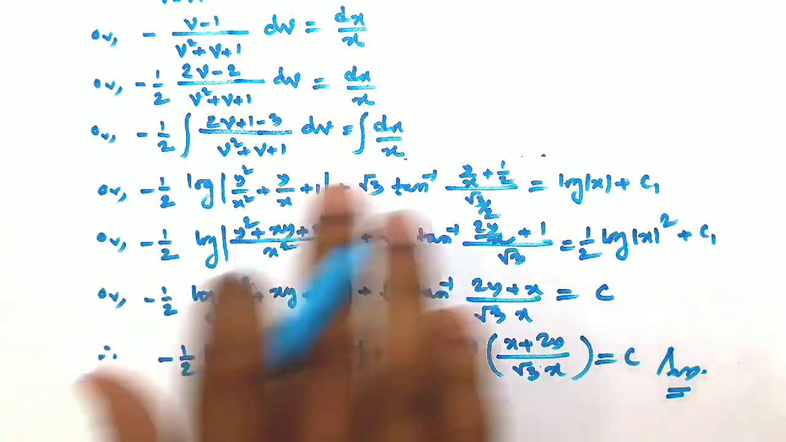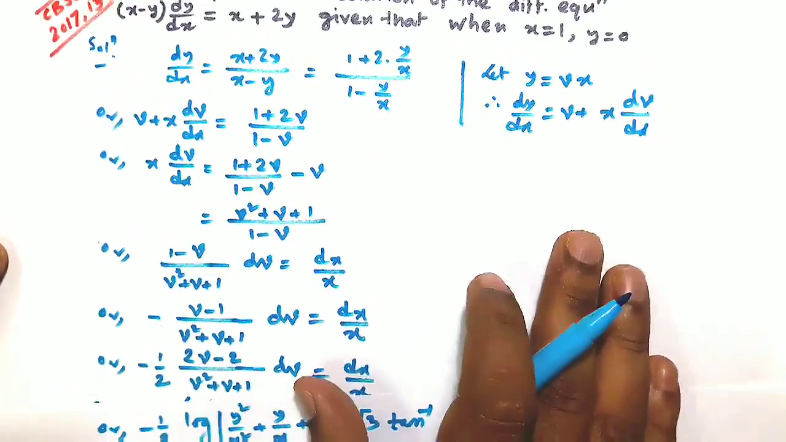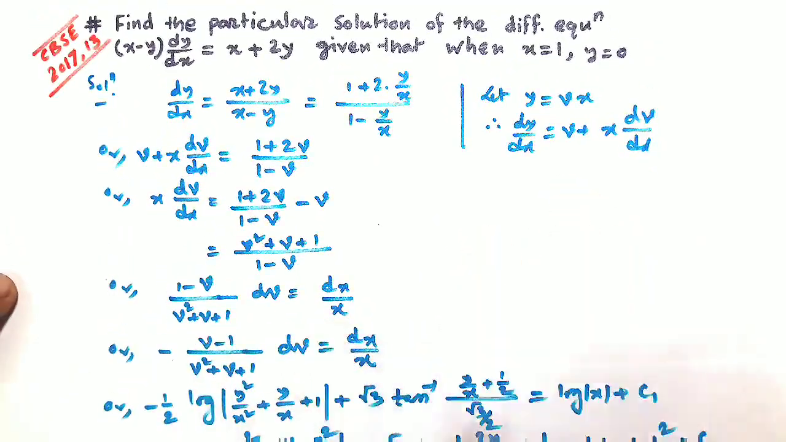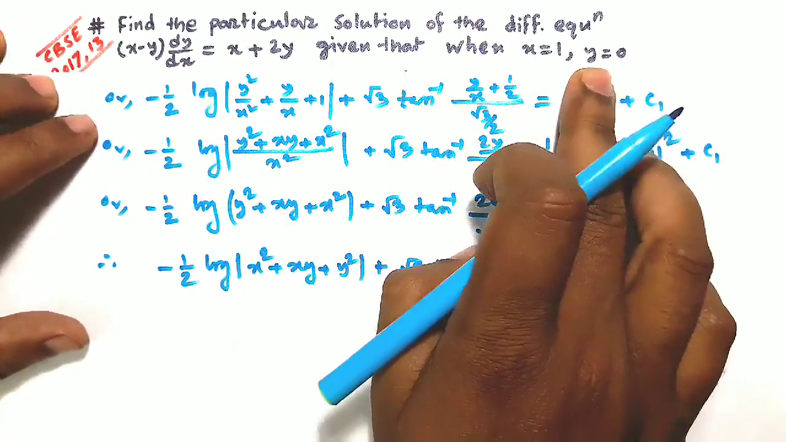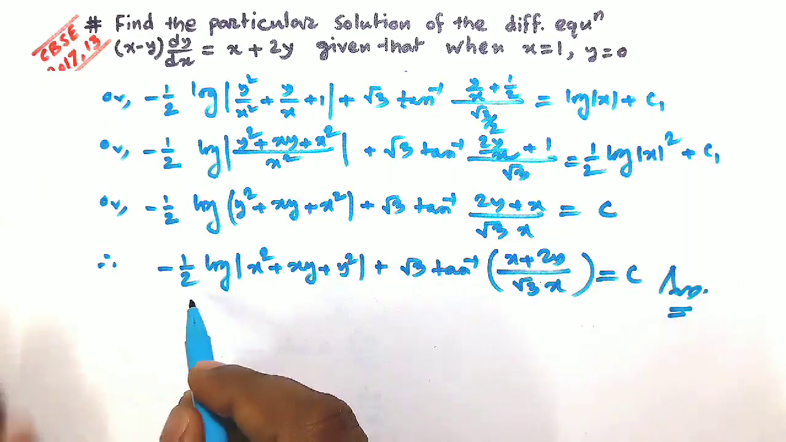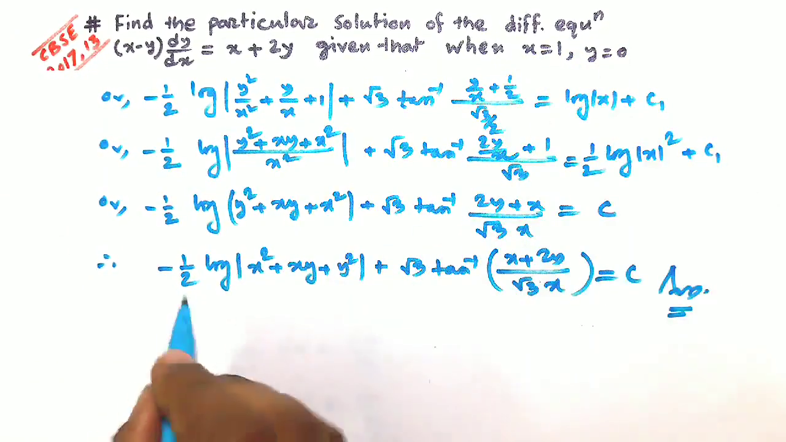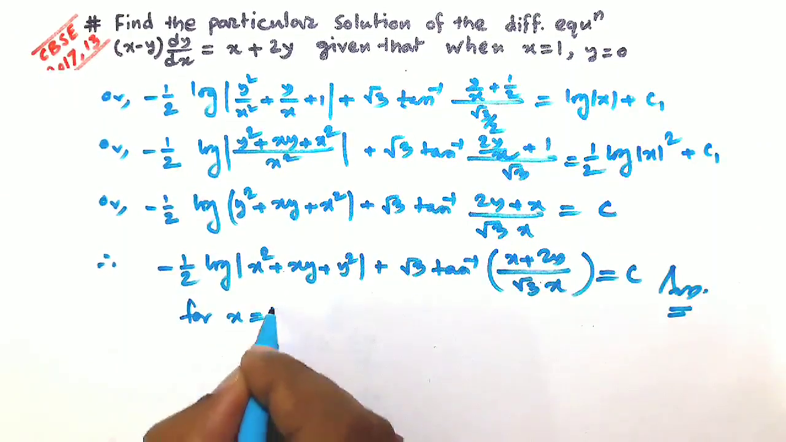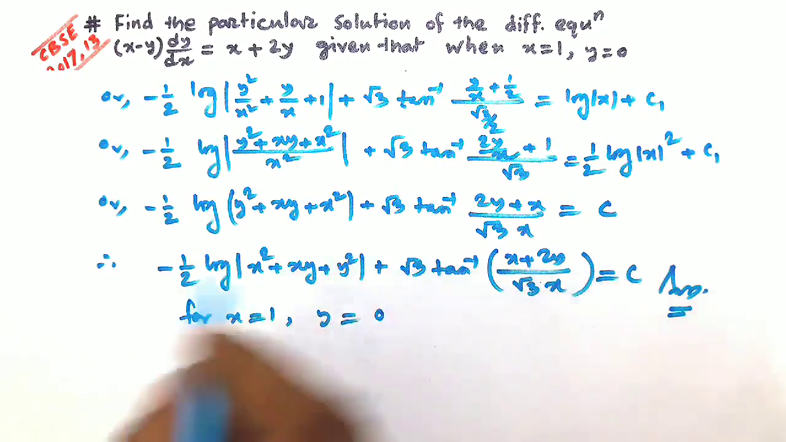But what is given? There is a condition introduced. You have to actually find out the particular solution. So when x is equal to 1, then y is equal to 0. This is the general solution. Now you have to use these conditions for x is equal to 1, then y is equal to 0. So we can put it here.